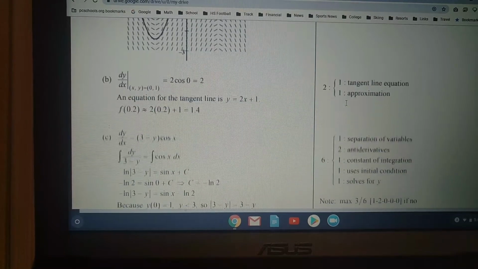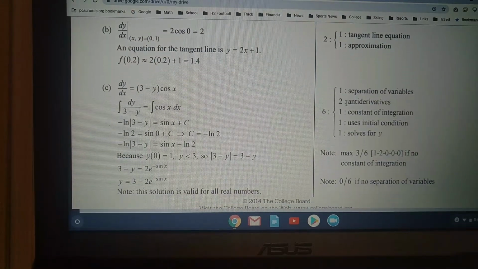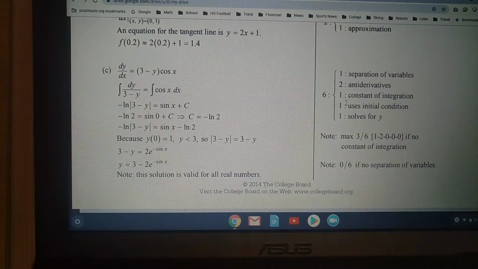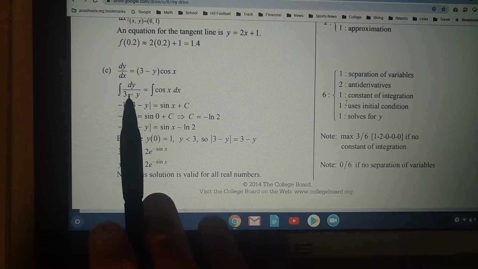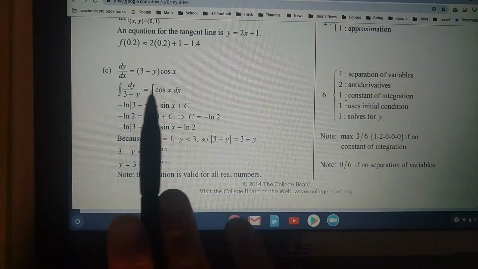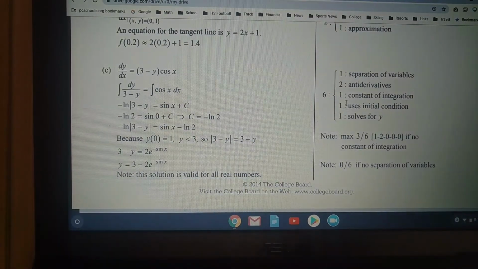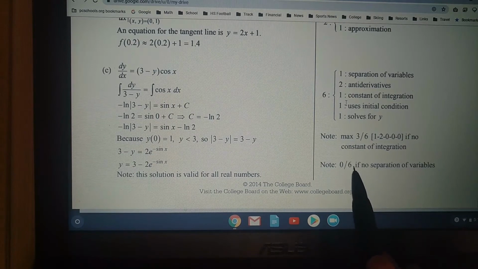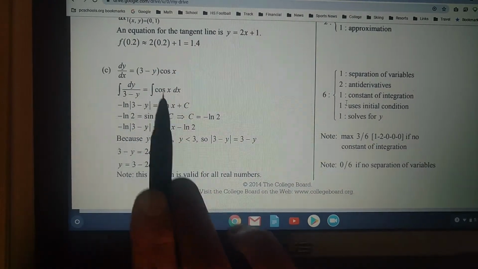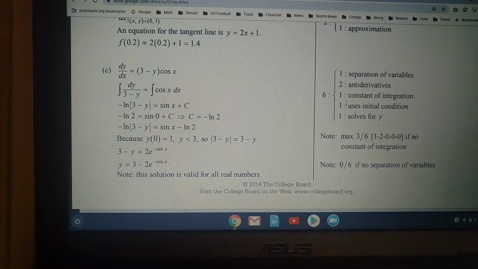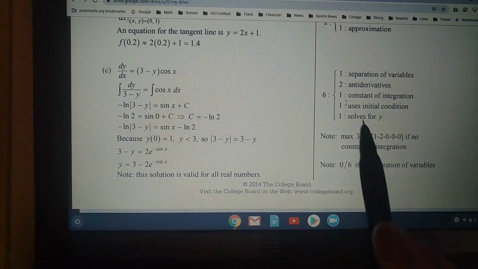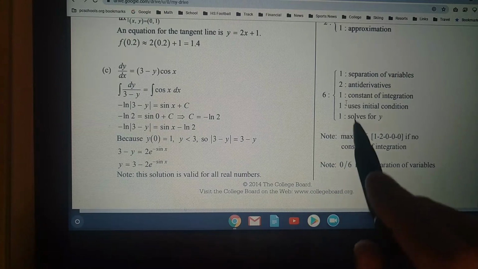Part C, this is where the bulk of the points are. This is finding your particular solution. To recognize it's separable and to separate the variables gets you 1 point. So getting to this line here gets you 1 point. If you do not get your variables separated, you get 0. You're done. If you don't see separated variables, you don't have to read any further. You just give yourself a big fat 0 because that's what you've earned. Just kidding, but not really.